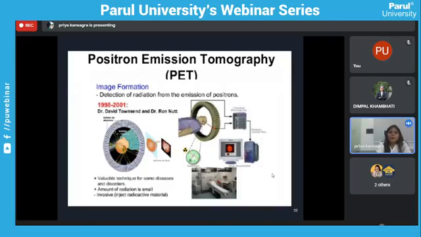Now we have PET. What is PET? Positron Emission Tomography. It is also one of the modalities. It is the detection of radiation from the emission of positrons. It is similar to a CT scan, but a different concept. We are able to detect the radiation emitted by the positrons. As you can see in the image, the person's head is inside the round shape. From there we get signals passed from the positrons inside.